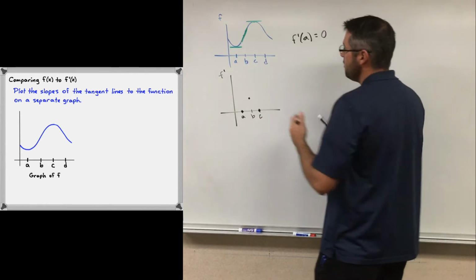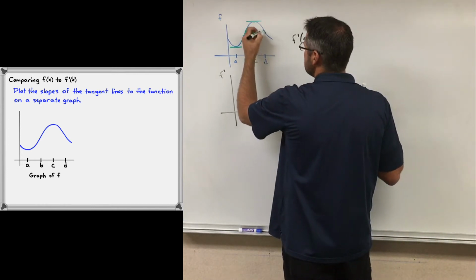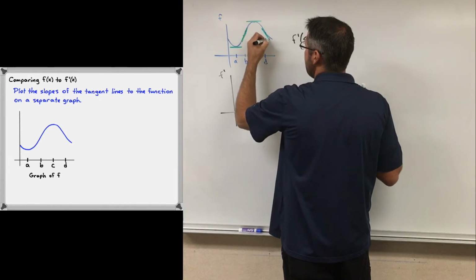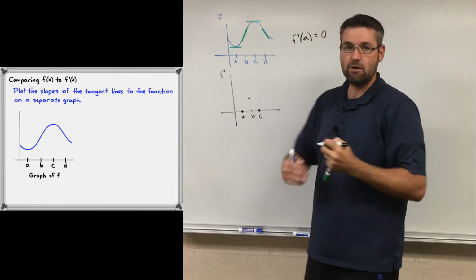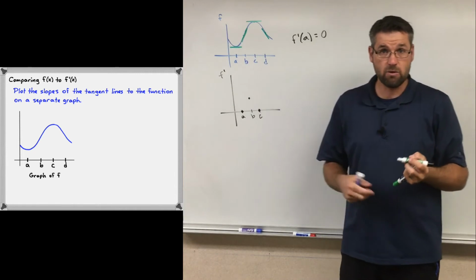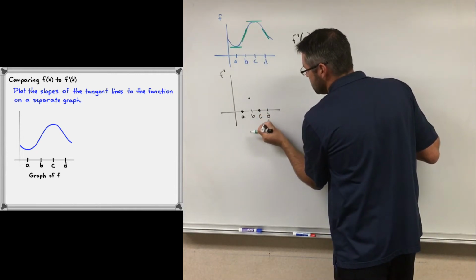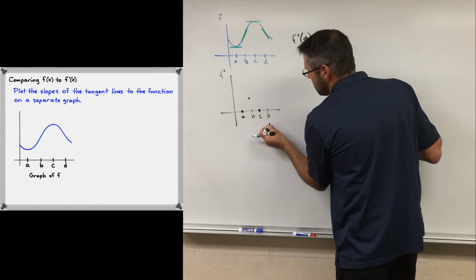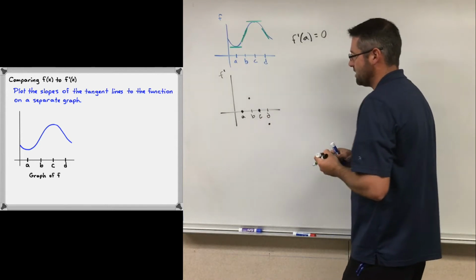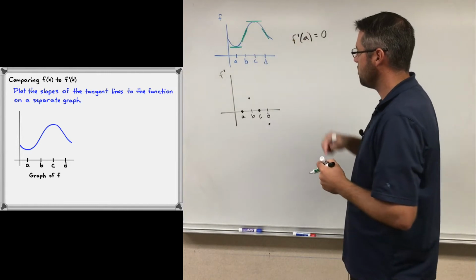And then as I go further, if I look at point d and I draw a tangent line, I can see that that tangent line is going downhill, it's decreasing. And therefore, the slope is going to be negative. So at point d, at x equals d, we have a negative slope. So that means we are below the x-axis. So you can kind of see that relationship here.